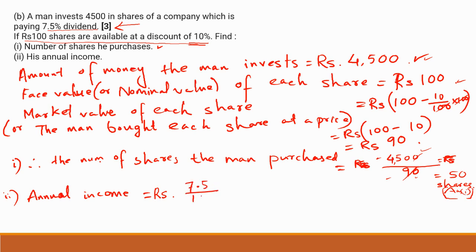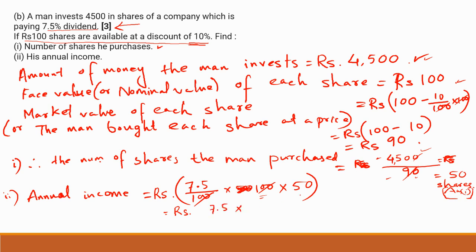Okay. So basically, how much dividend will it give? 7.5% for one share it is giving. Sorry, for 100 rupees. A 100 rupee share is there, right? So for a 100 rupee share, it is giving 7.5%. And how many shares did the man buy? The man bought 50 shares. So this is 7.5% of 100 times 50. So what you get is rupees 7.5.